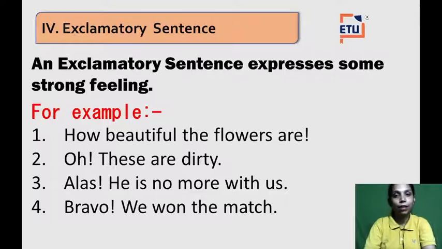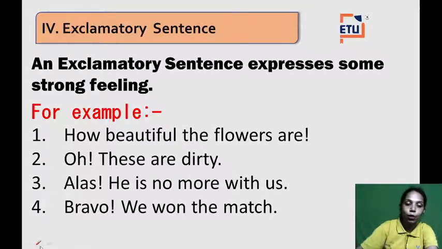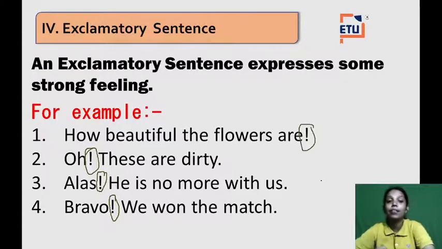Alas, he is no more with us! Where do we use alas? When we lose a match, or let's say a near and dear one is no more with us, right? He's dead. So what do we say? Alas, he is no more with us! Bravo, we won the match! When do we use bravo? We use bravo when we congratulate someone, right? So bravo, we won the match! It's like, okay, clap, we won the match, right? Now see, did you notice one thing? In this exclamatory sentence, we have a new sign. So what is this? This is nothing but an exclamatory mark. This shows the expression of the sentence, right?